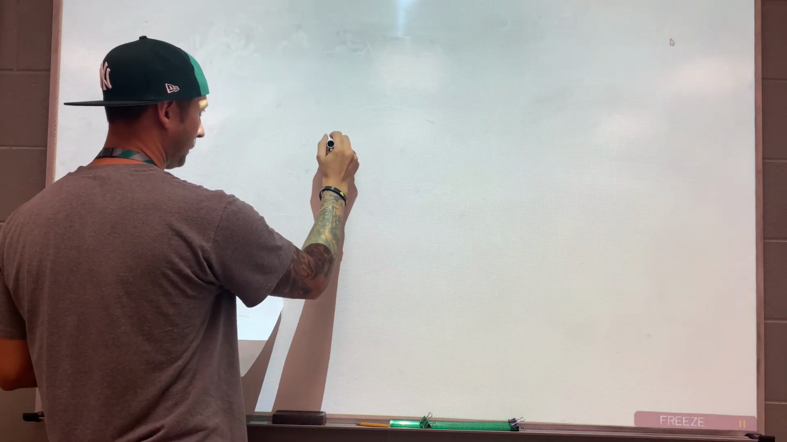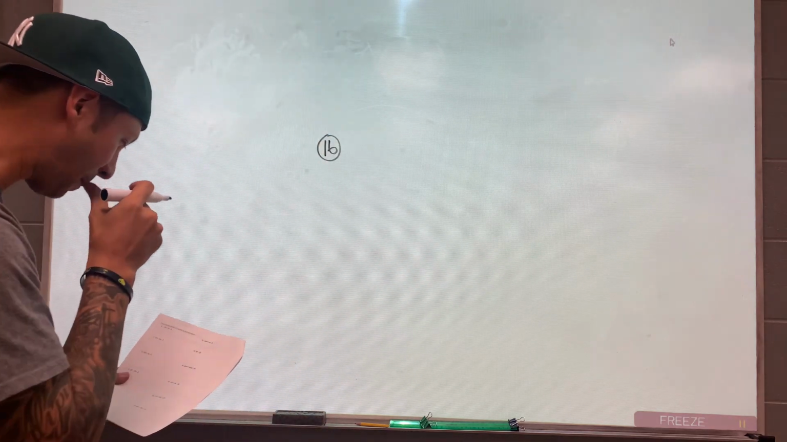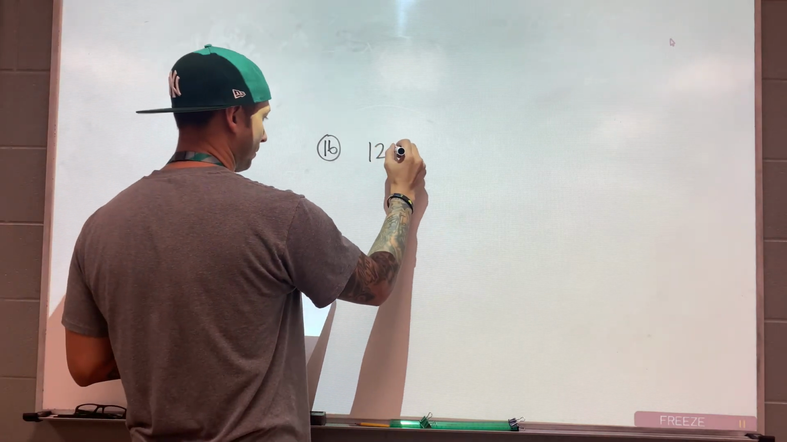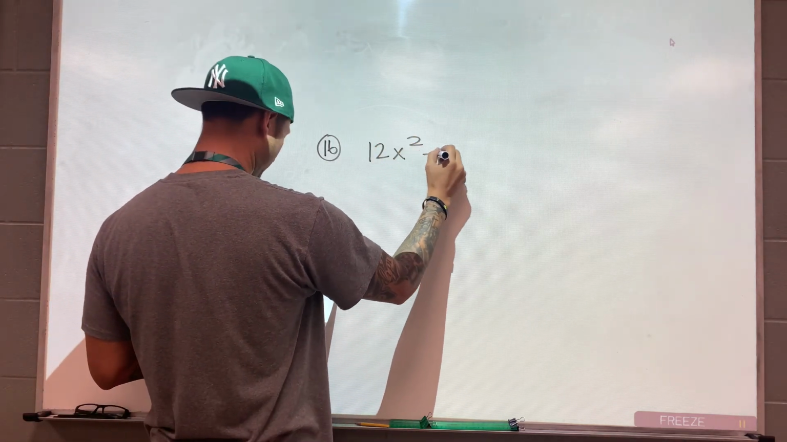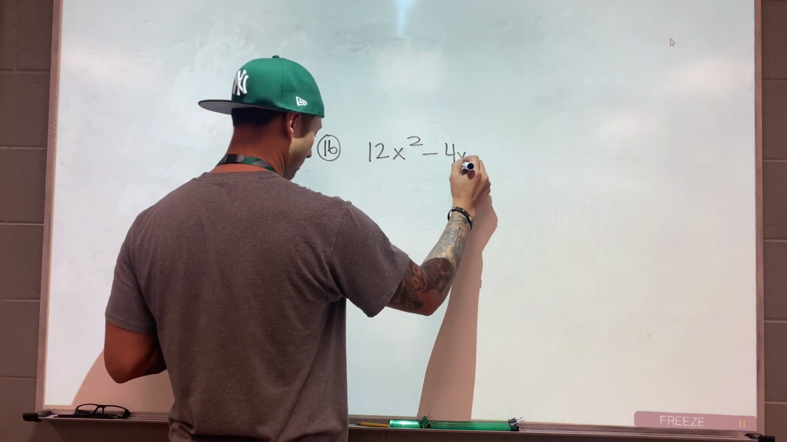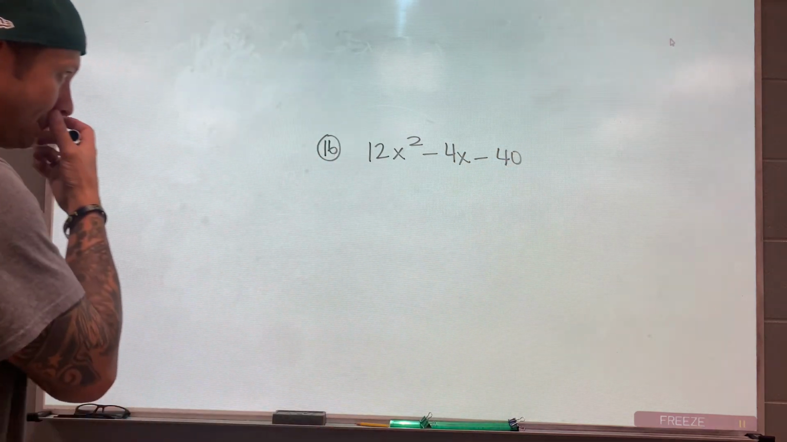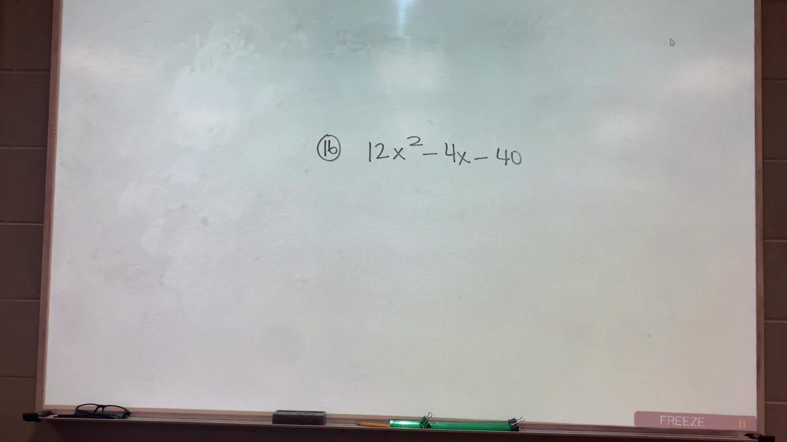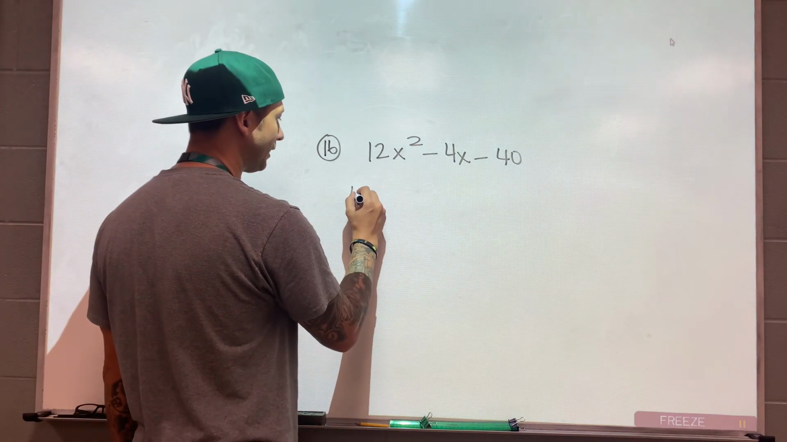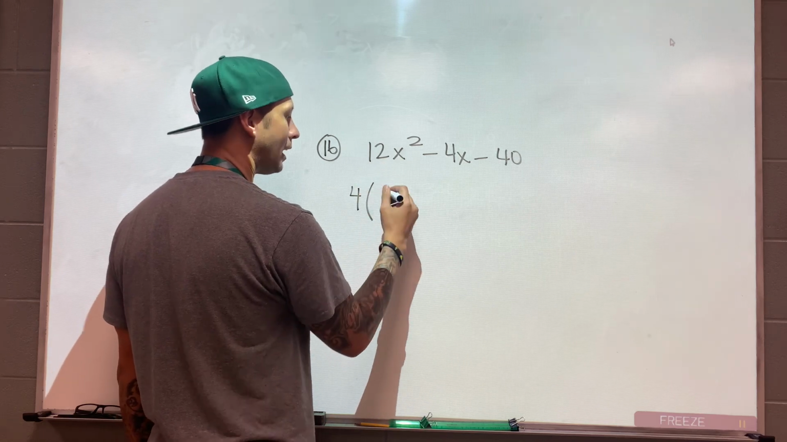(16). 12x squared minus 4x minus 40. No perfect squares here, but they're all even numbers. I could pull a 2 out. Greatest common factor would be a 4. Let's pull a 4 out. So if I factor out a 4, what's left behind?